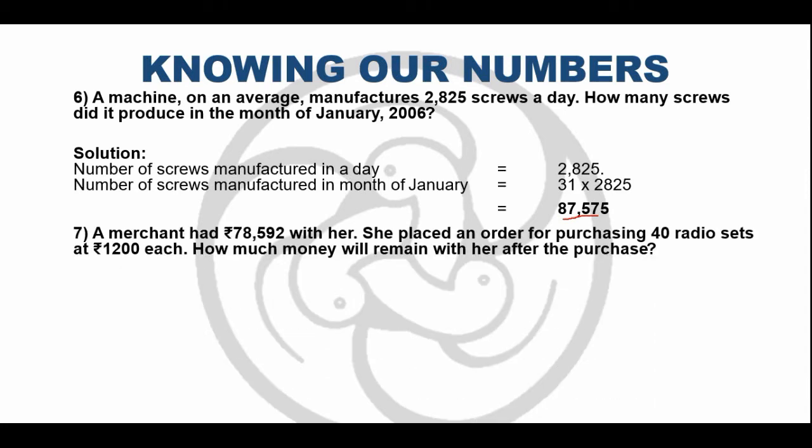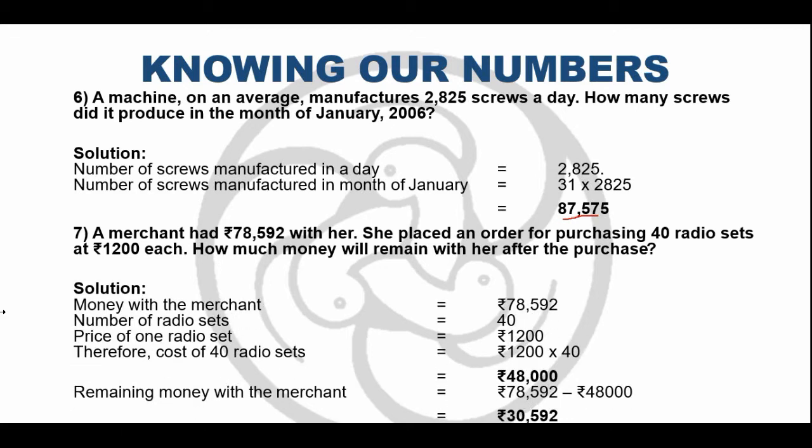Next question, the 7th question. A merchant had 78,592 with her. She placed an order for purchasing 40 radio sets at rupees 1,200 each. How much money will remain with her after the purchase? So what is the question given here?